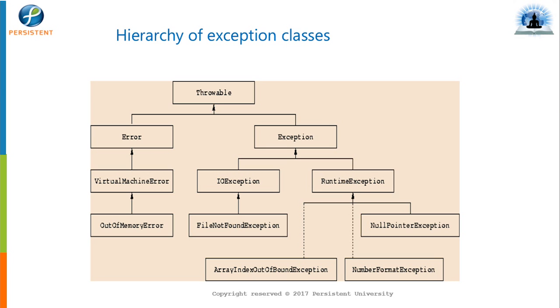So what we have is a basemost class called the Throwable class. As you can see on the PPT, it is the Throwable class, which is the basemost class, right? So from Throwable we have two types of classes.